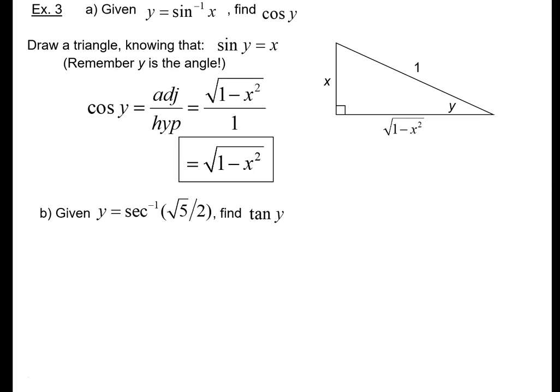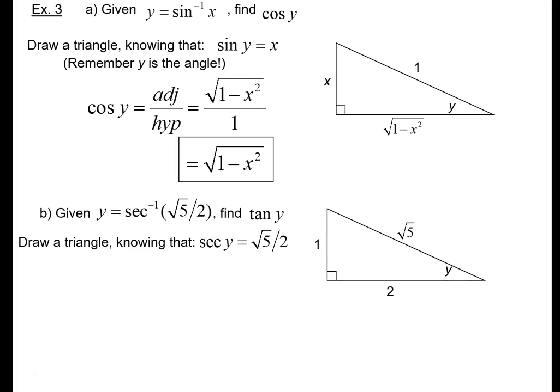Here's another one. Given that y is equal to the inverse secant of radical 5/2, find the tangent of y. Remember, y is the angle. So we're looking for a triangle where the secant of that angle y is equal to the square root of 5/2. Secant is the reciprocal of cosine. So cosine is adjacent over hypotenuse. Hypotenuse over adjacent would be the secant value. So radical 5 is the hypotenuse, 2 is the adjacent. Using the Pythagorean theorem, we would get 1 is the opposite side.